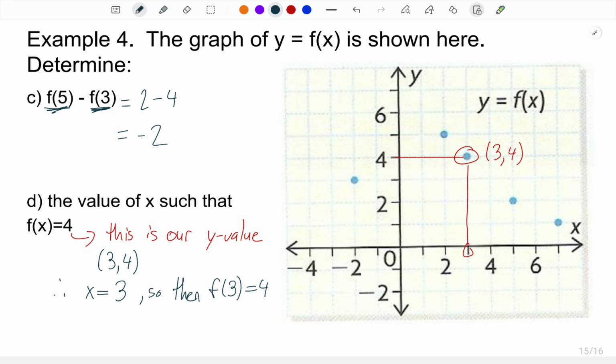And that's a look at just function notation and how we can make use of it, either with graphs here or just equations from before.